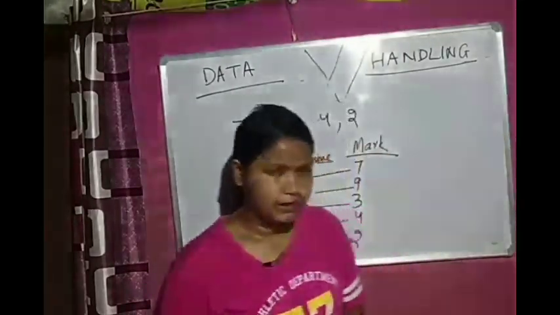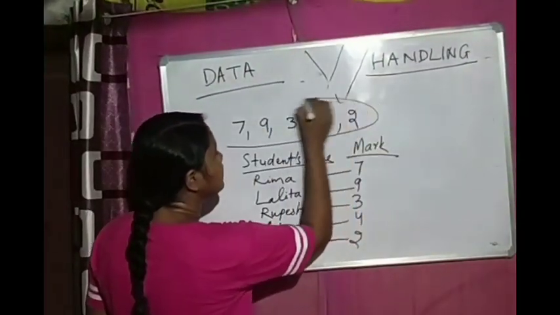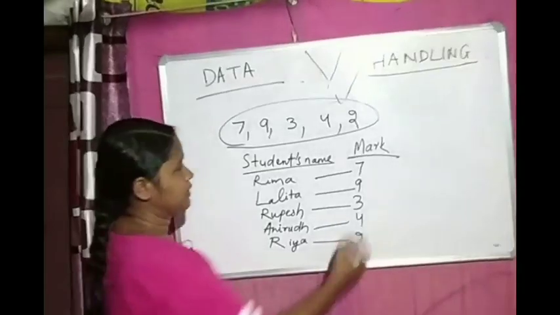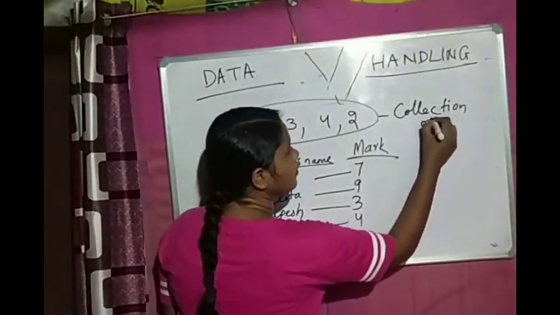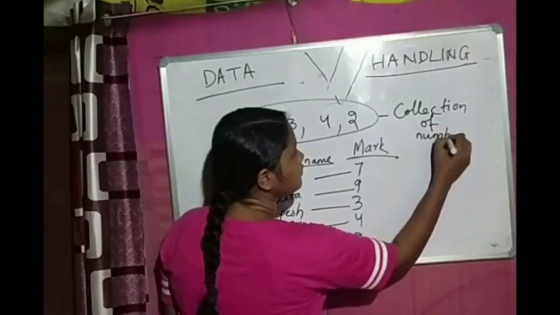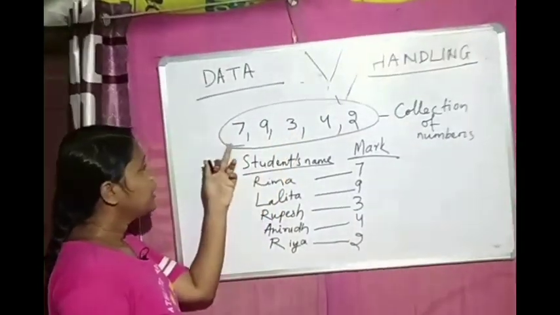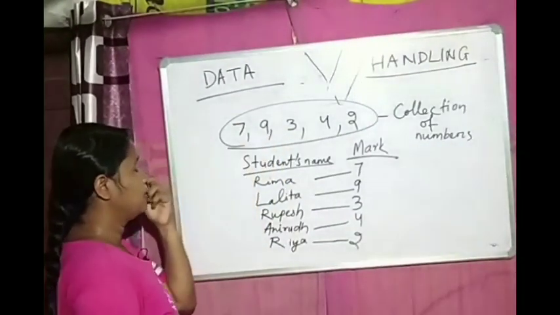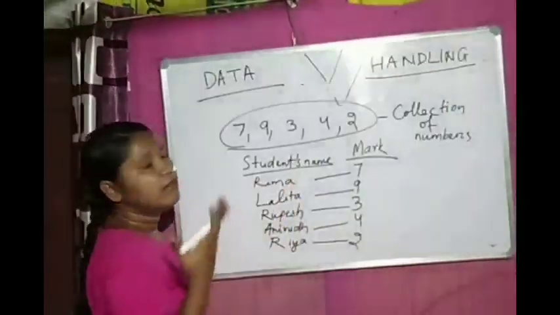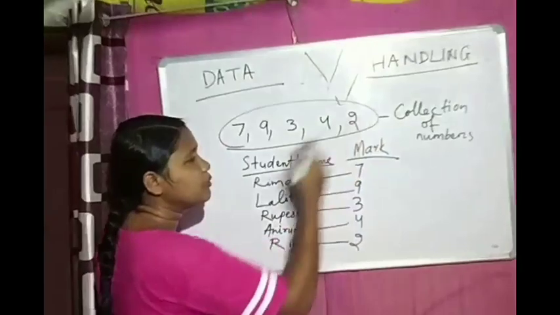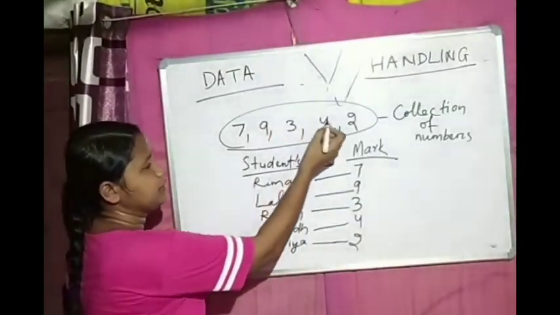If I give an example, look, this is one collection of numbers. By seeing this, are you getting any information? No. These are gathered, but we are not getting information. We are seeing that this is some collection of numbers, but nothing more. This is 7, 9, 3, 4, 2.